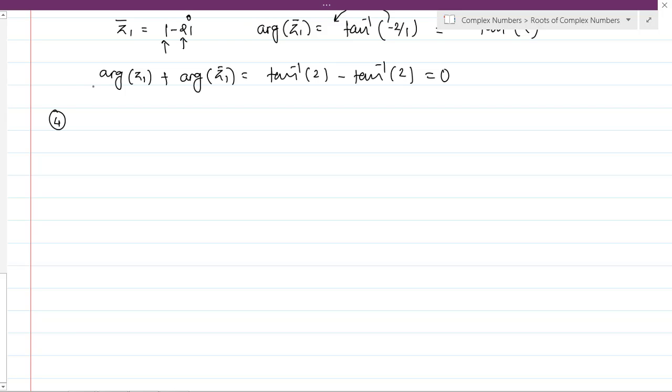Okay, so argument of z1 bar, next property, the argument of z1 bar, or z conjugate, is equal to minus of argument of z. Just now we have seen this.